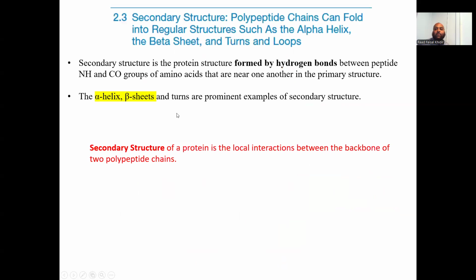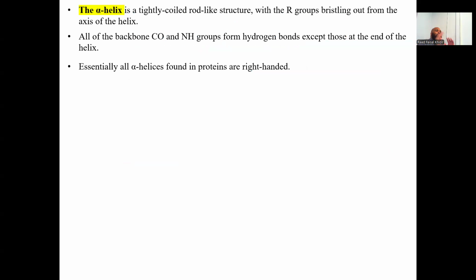Okay. Now the alpha helix and the beta sheets and turns are prominent examples of secondary structure. So the secondary structure of a protein are the local interactions between the backbone of the two polypeptide chains. What bonding facilitates this alpha helix and beta sheet formation? Yes. Excellent. You see, that's all we want. It's not that hard. So just the stuff that you need to know, and it's very easy.